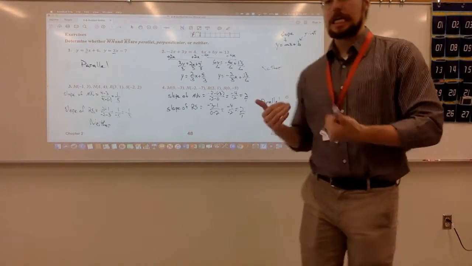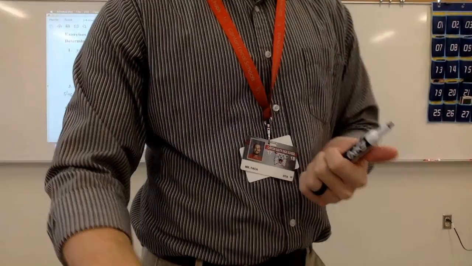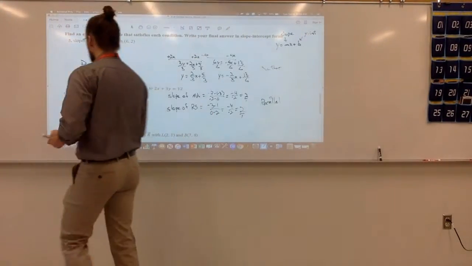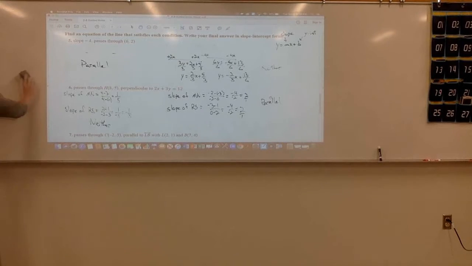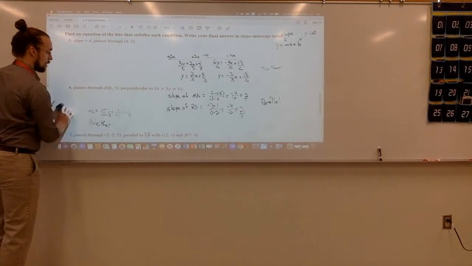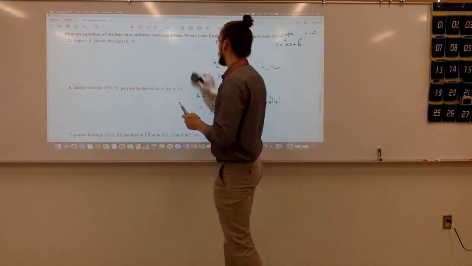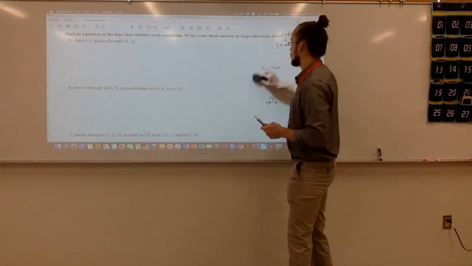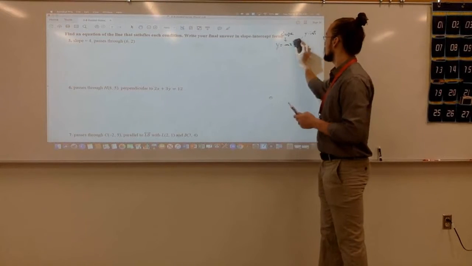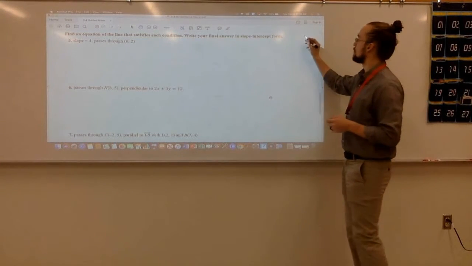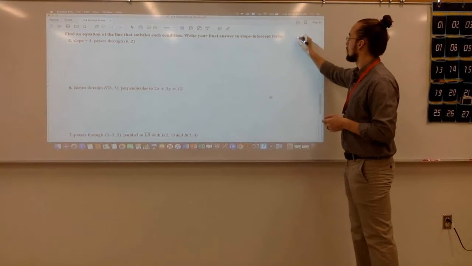Alright, so then on the back, we want to write equations of lines that satisfy certain conditions. Right? So first, we just want to write the equation of a line that has a slope of 4 and goes through the point 6, 2. So we have two equations.